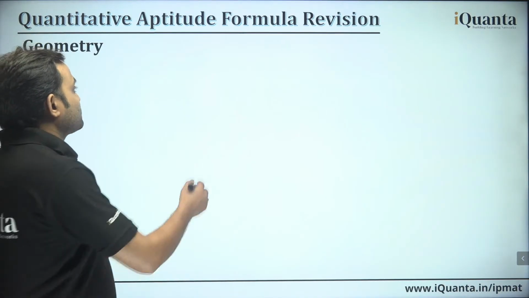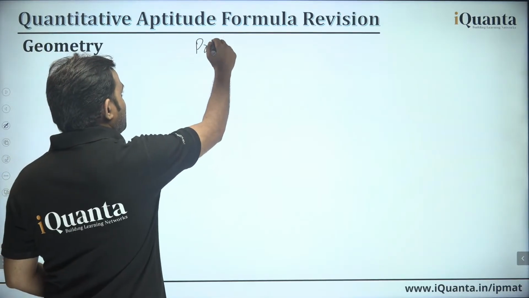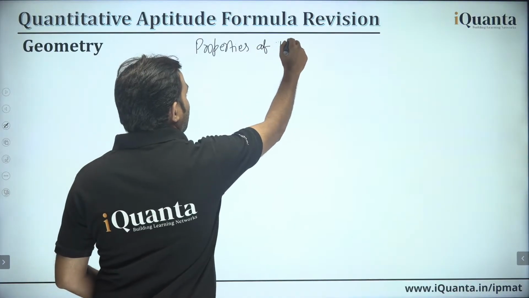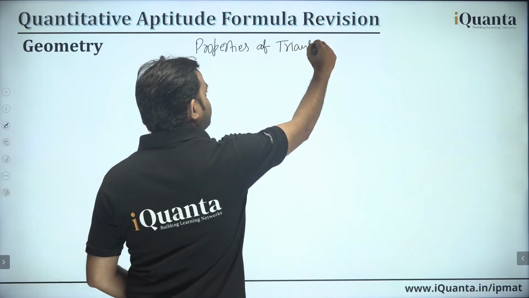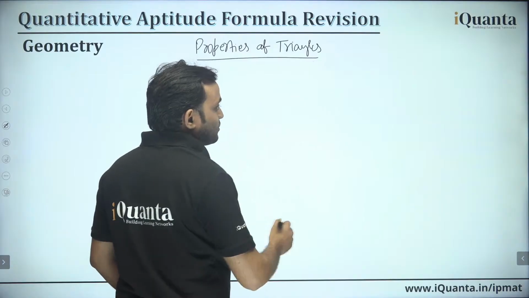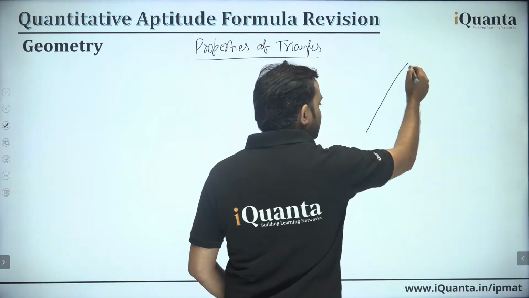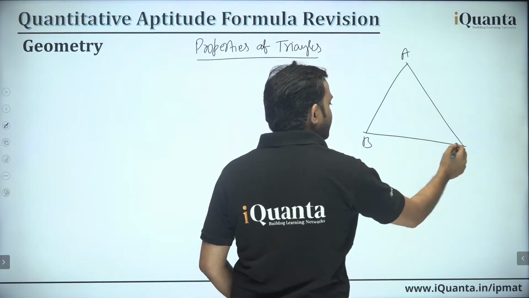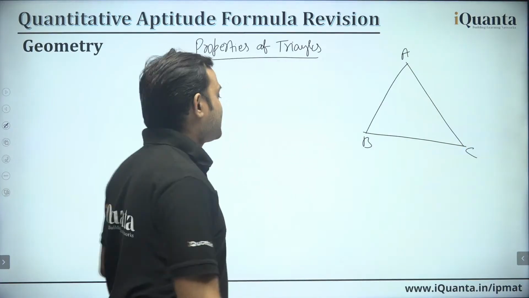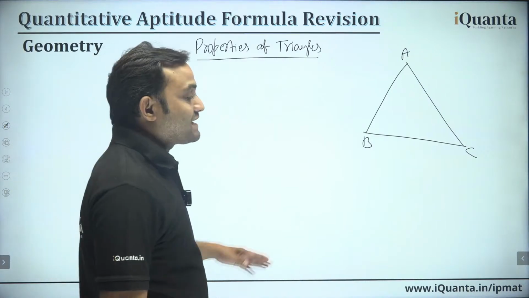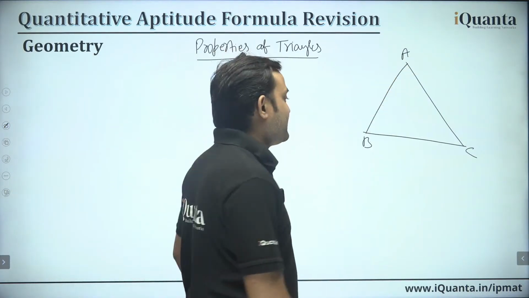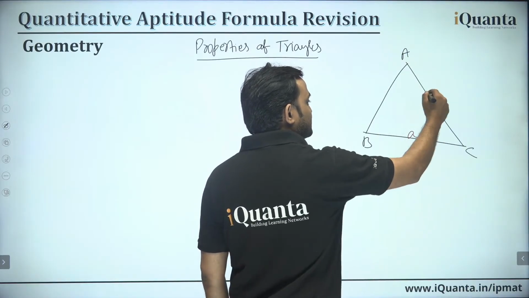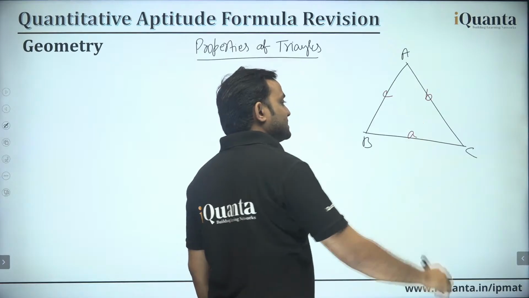Now if we come to triangles and if we learn about properties of triangles, then what do we know? So in any triangle, let's say A, B and C. In triangle ABC, the side length opposite vertex A is known as a. The side length opposite vertex B is known as b, and this will be c.